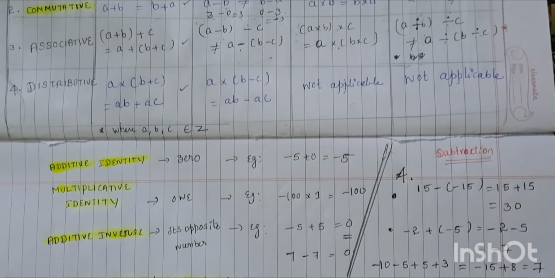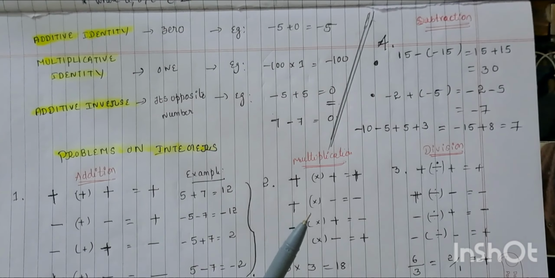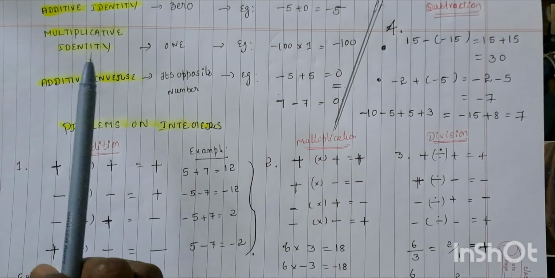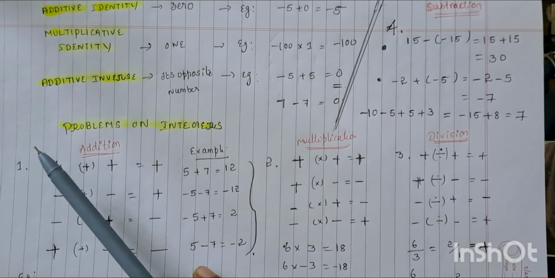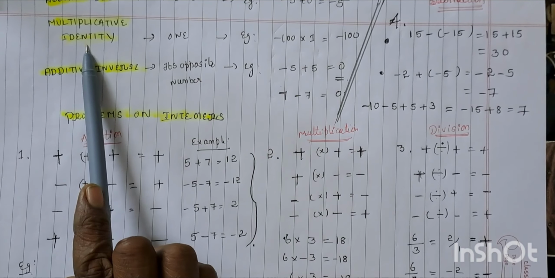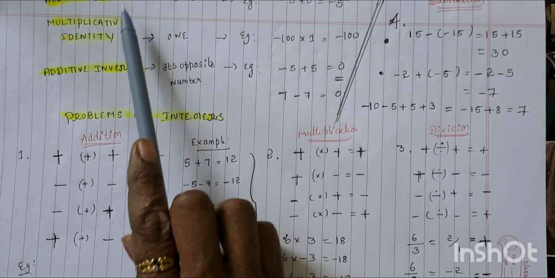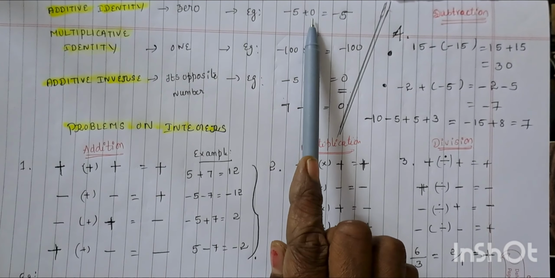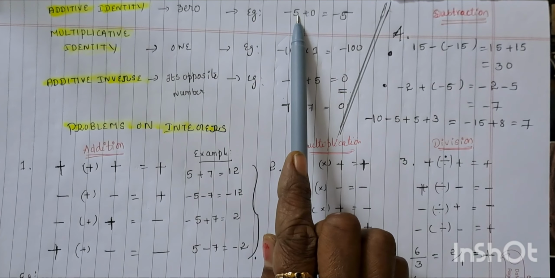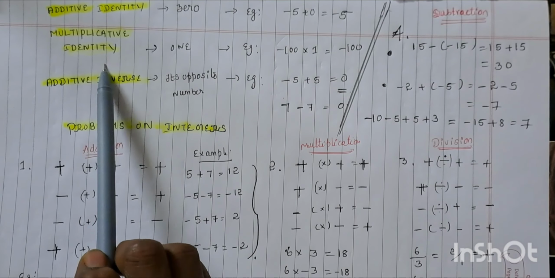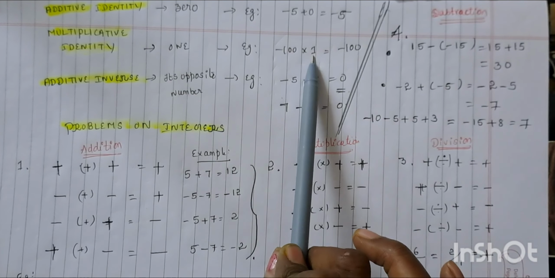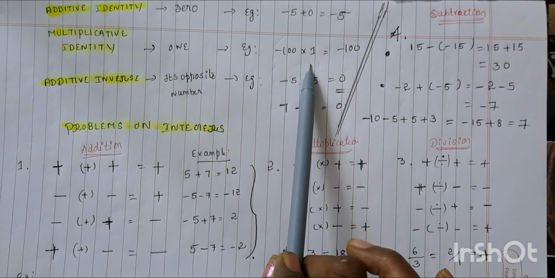Before that, one more thing we should know. In the last class we saw the additive identity and multiplicative identity for whole numbers, no? The same thing here: the additive identity for integers is 0 and the multiplicative identity is 1. What do we mean by additive? If you add 0 to any number, you get the same number. So what number can you add to get the same number? 0. Multiplicative identity is nothing but the number by which multiplying gives the same number. So 1 only. So here also the multiplicative identity is 1.